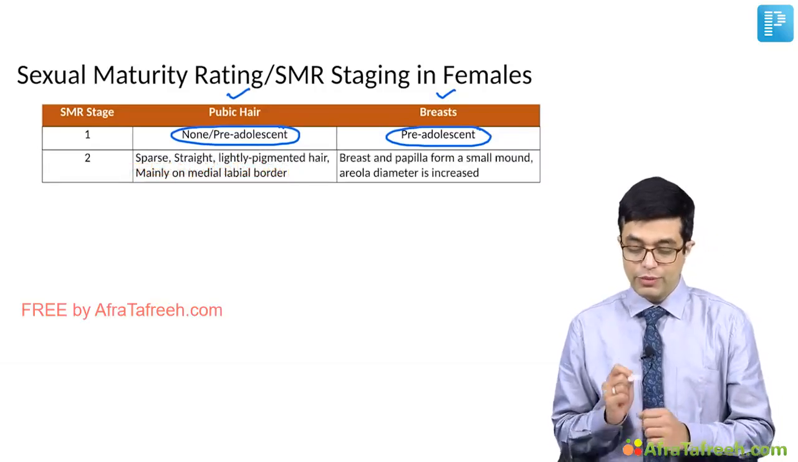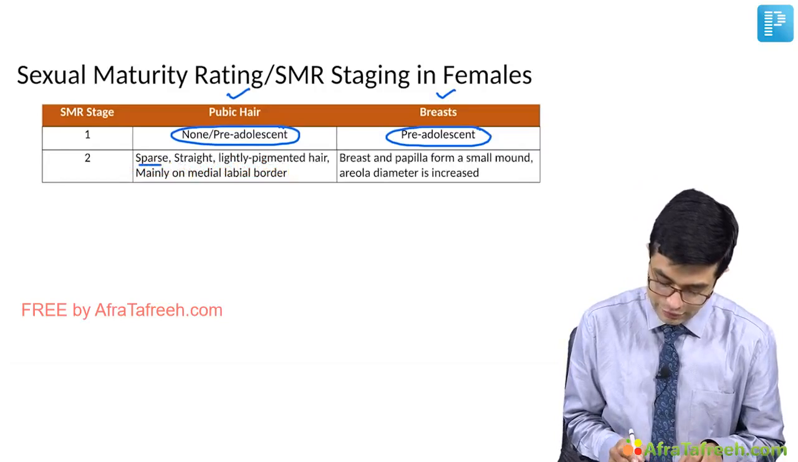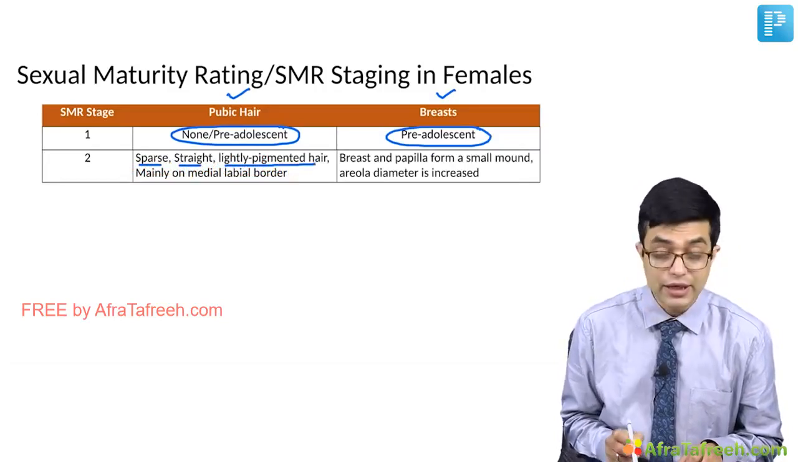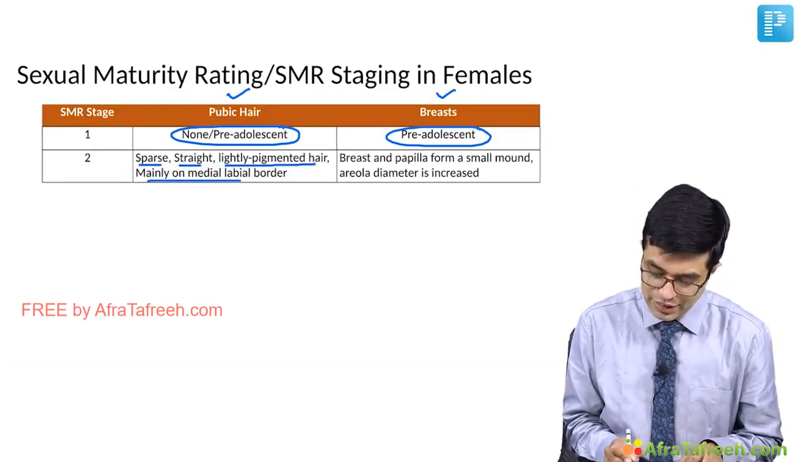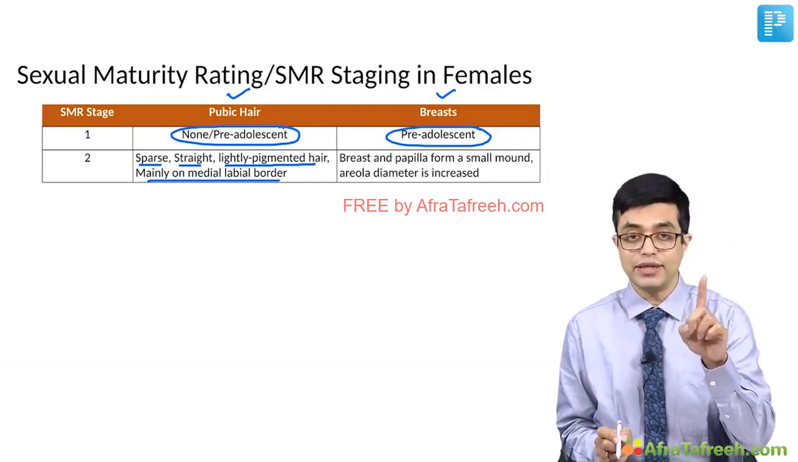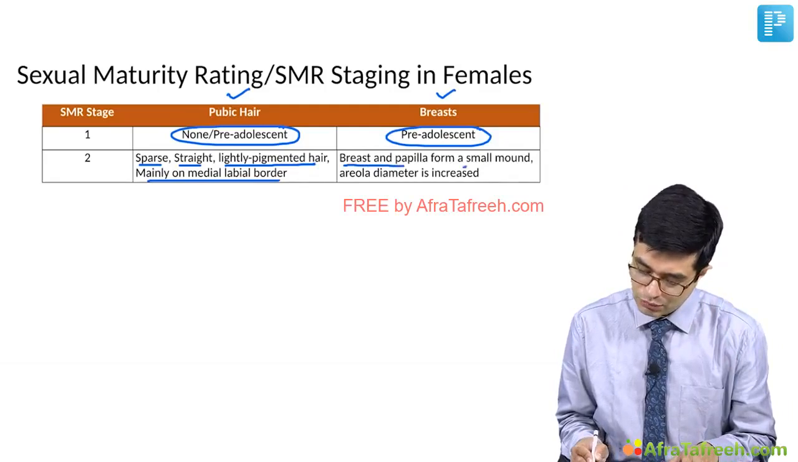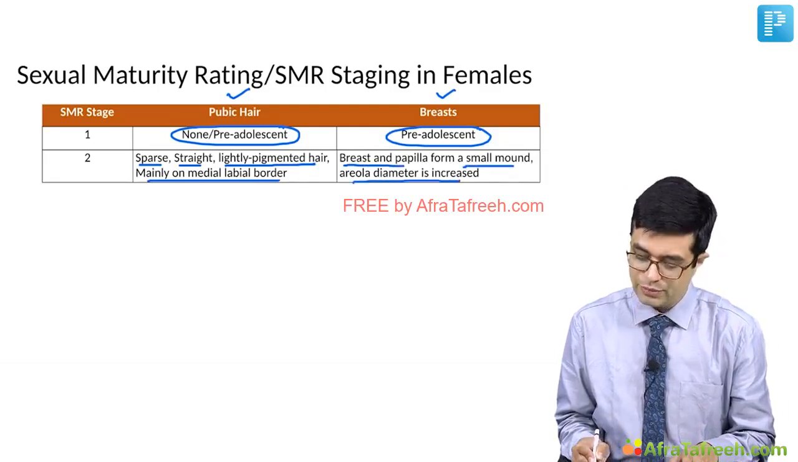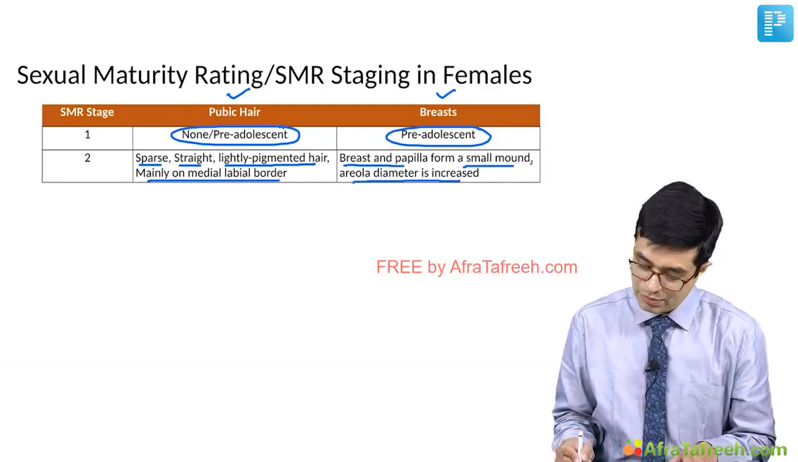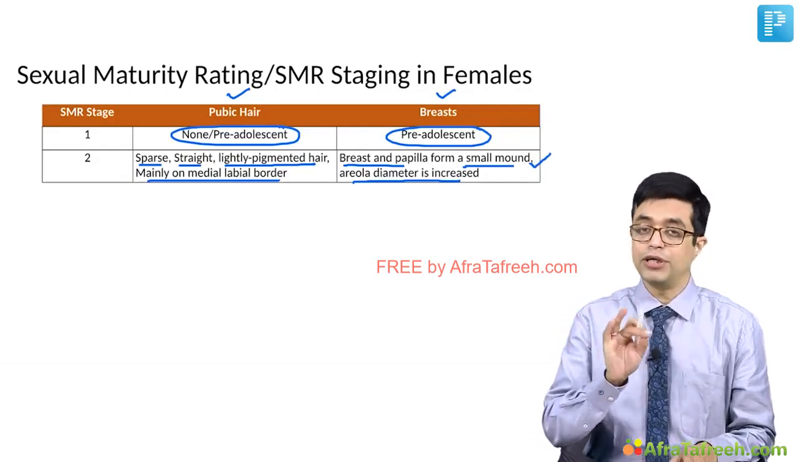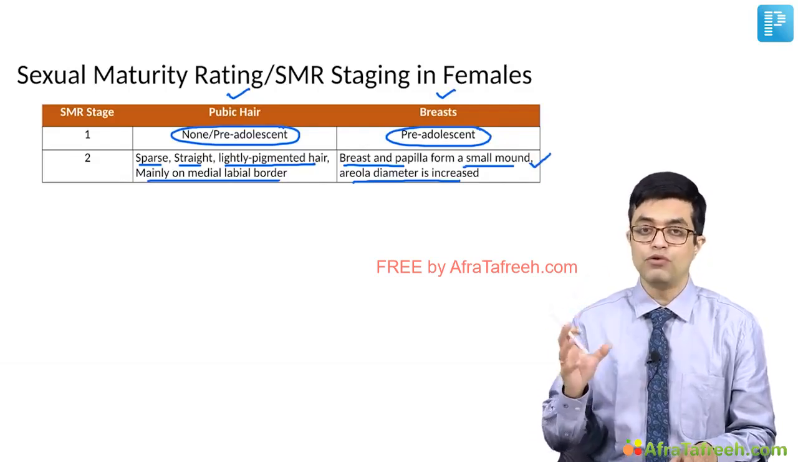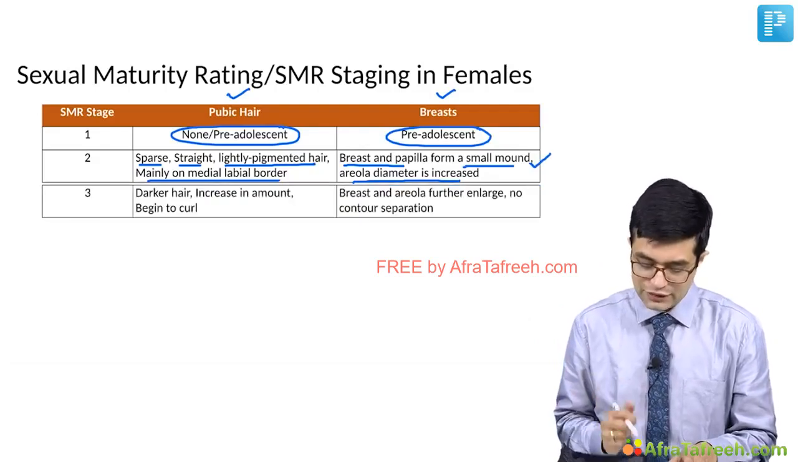Stage 2, the pubic hair will be sparse, straight and lightly pigmented and mainly present on the medial border of labia, not on the thighs, labial medial border. And breast and papilla will form a small mound with areola diameter being increased. Breast development will occur earlier as compared to pubic hair development by a few months. Then you have stage 3.